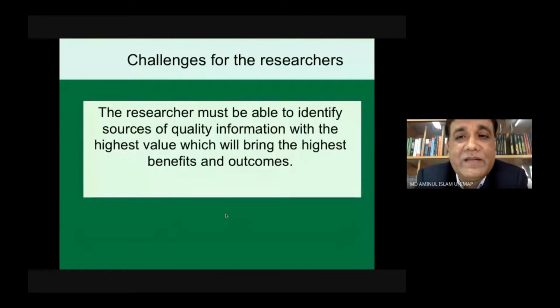Now, the first, definitely you will face challenges in identifying the sources of quality information with the highest value, that bring the highest benefit and outcomes. So finding quality information is a question.